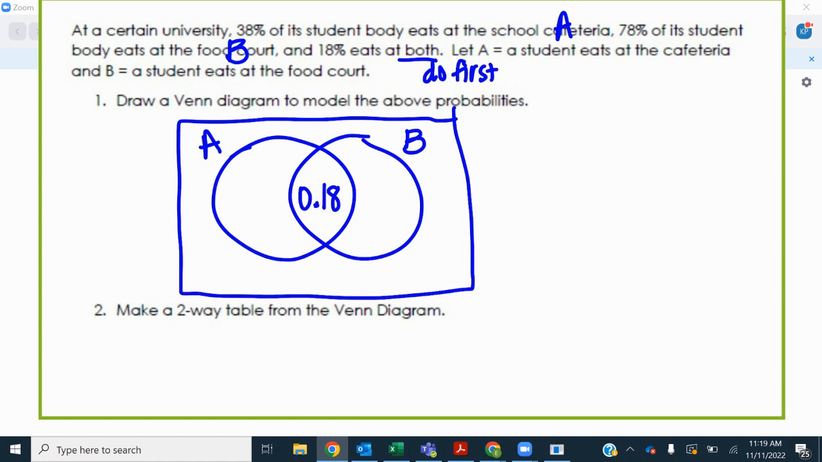A percent is correct as well, but I don't like to draw the percent sign. And so that represents where A and B overlap. And so we put that in the middle first. And then we look at A, where it says 38% of the student body eat in the cafeteria. So that includes the 18% that's already in the middle. And so what you want to put in this space out here is 20 or 0.2, because total this should add to 38 right here.